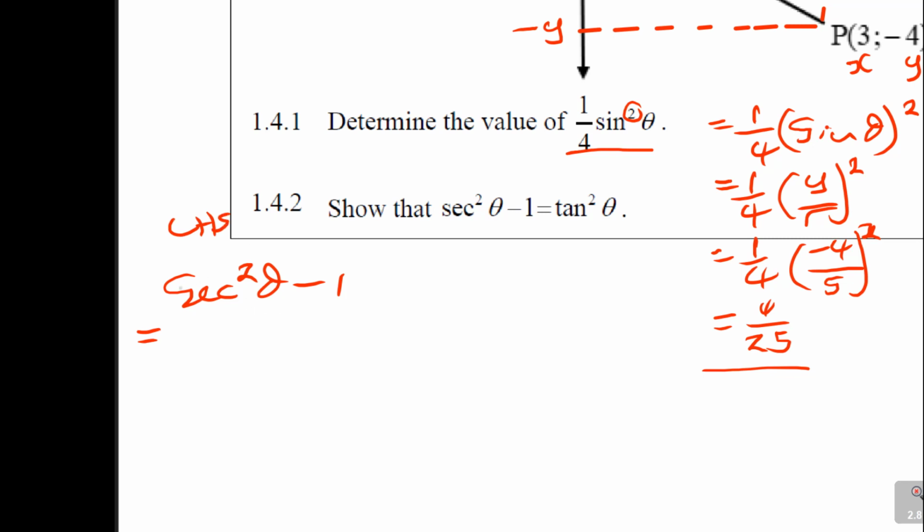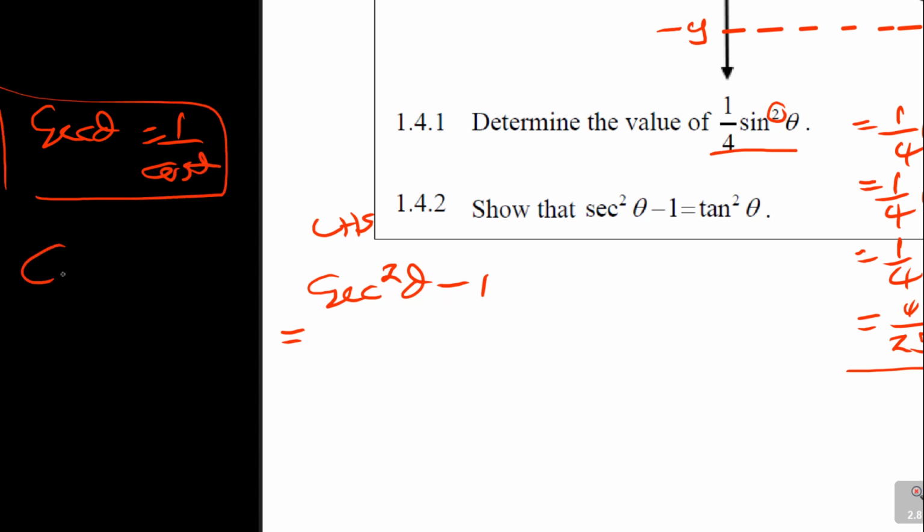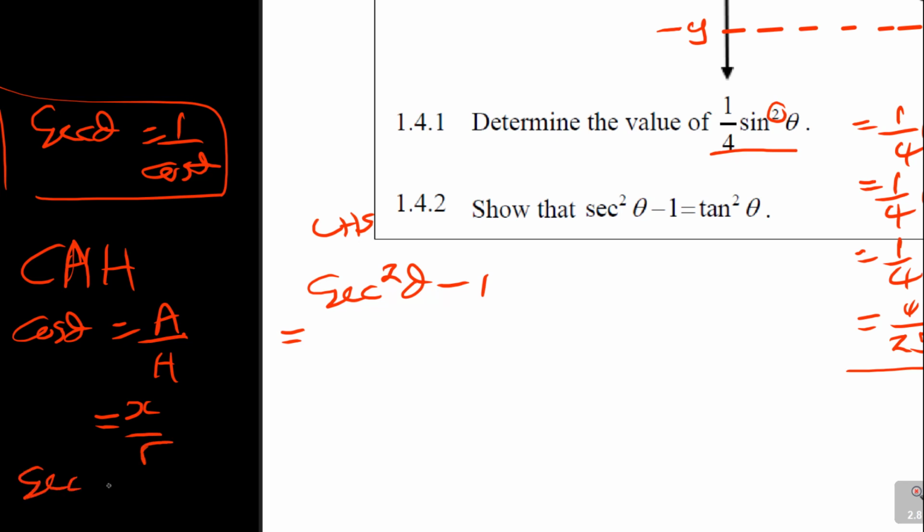Now sec, remind yourself what is sec. Sec is 1 over cos. Sec theta is equal to 1 over cos theta. Remember that part is linked to cos. Now what is cos? It's CAH, meaning cos theta is equal to adjacent over hypotenuse, which is equal to what? A is x over r. So what about sec? Sec then will become r over x. See that? You invert cos. So sec squared then will become r over x squared.